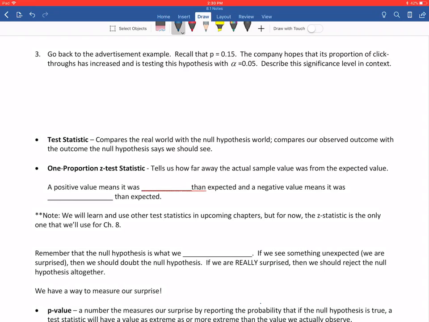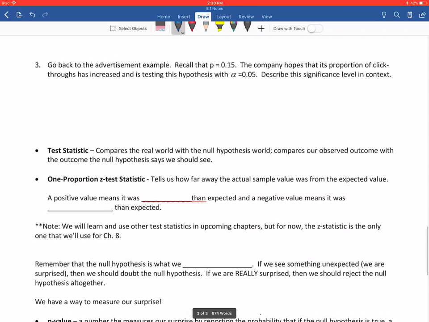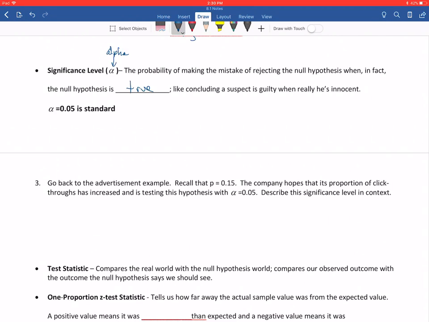Okay, let's go back to our advertisement example. Remember that the p is 0.15, that's our null hypothesis. And the company is hoping its proportion of click-throughs has increased and is testing the hypothesis with an alpha of 0.05. We want to describe the significance level in context. So we want to just say, what does this 0.05 mean in this context? So I'm going to go back up to what is alpha, and I'm just going to apply it here.